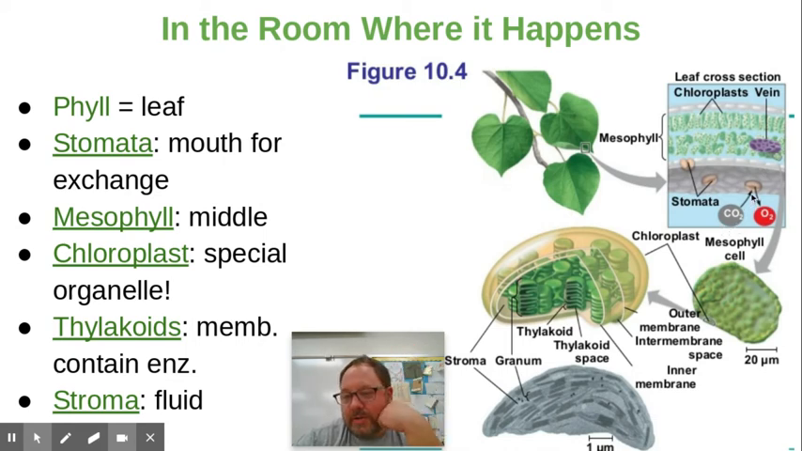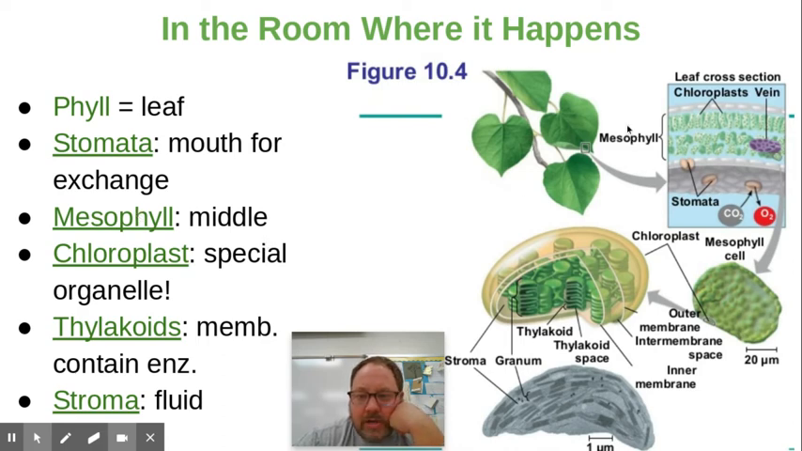And this illustration doesn't show it, but water also exits through these stomata. So there are three important gases to know that pass through stomata. Oxygen exits, carbon dioxide enters, and then water also exits through the stomata of leaves.